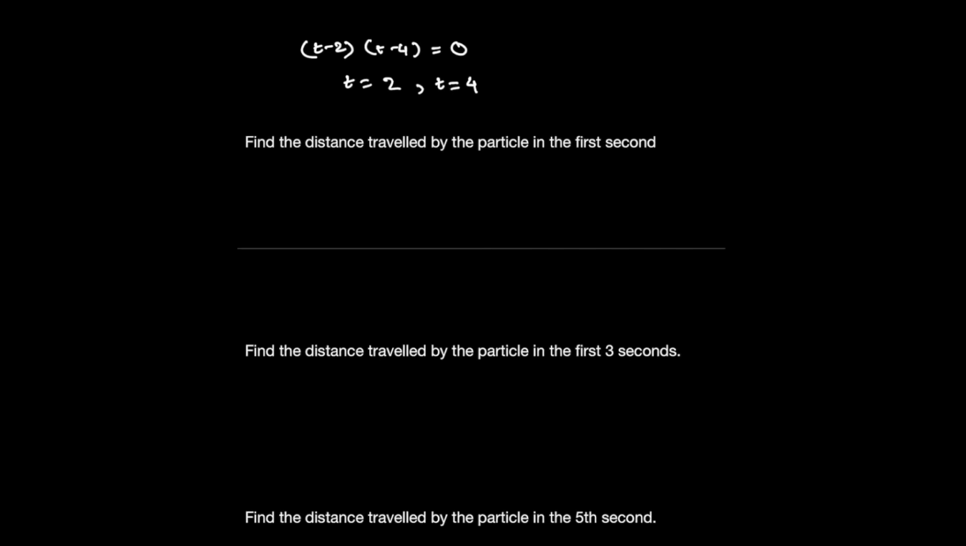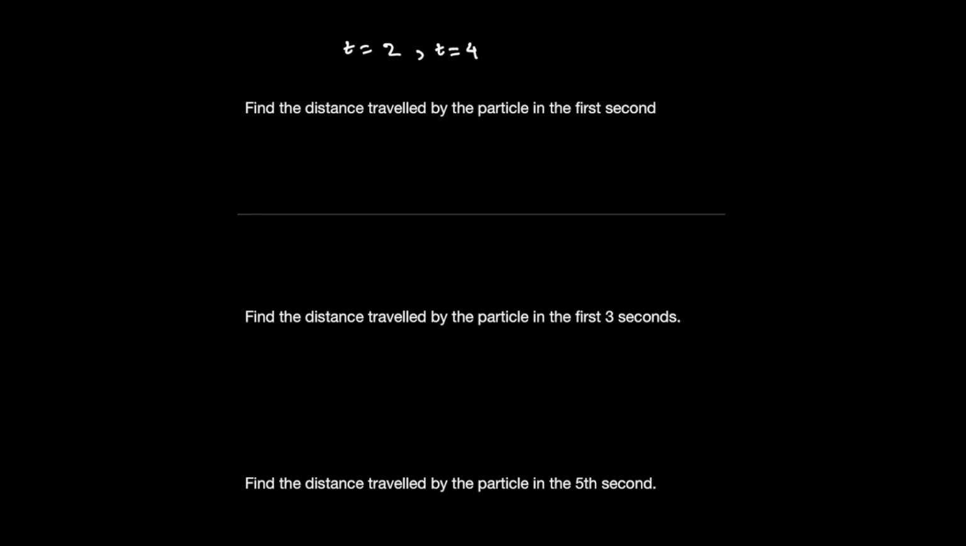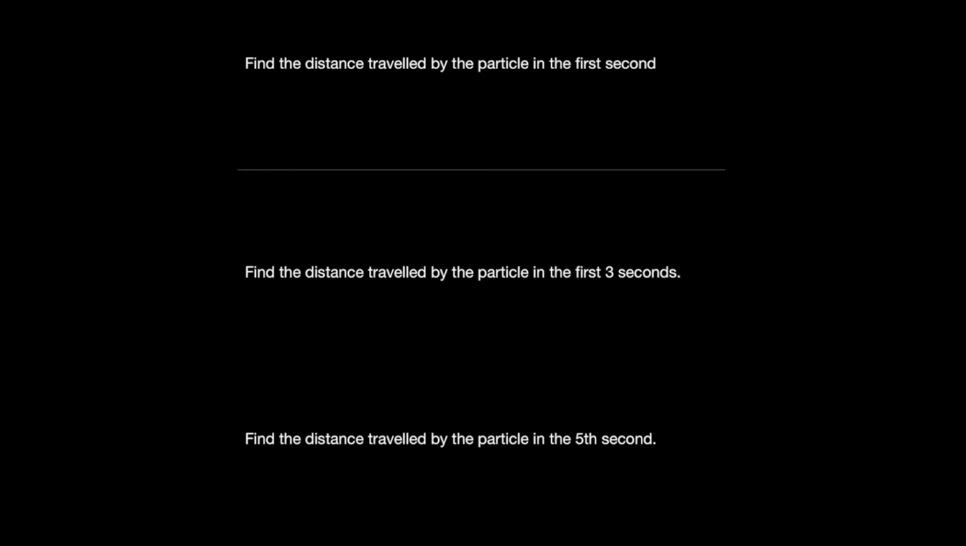Now these two have been quite simple, but now let's look at the other keywords which you should know. Find the distance traveled by the particle in the first second, like between t is equal to 0 until t is equal to 1. We do not know an equation for displacement, so we have to derive that first. That's basically the integral of v dt. So s is equal to the integral of t square minus 6t plus 8 with respect to time, and that's going to be the displacement.